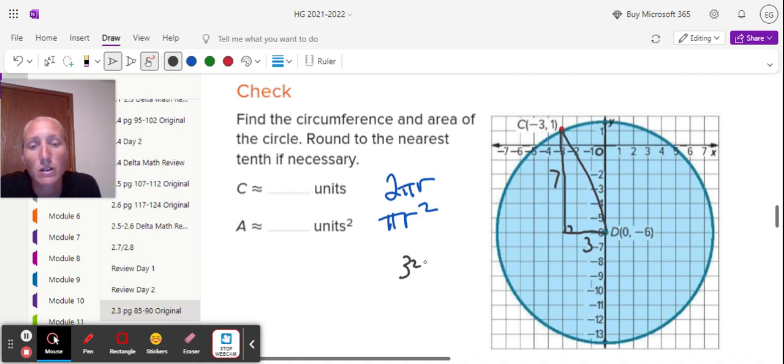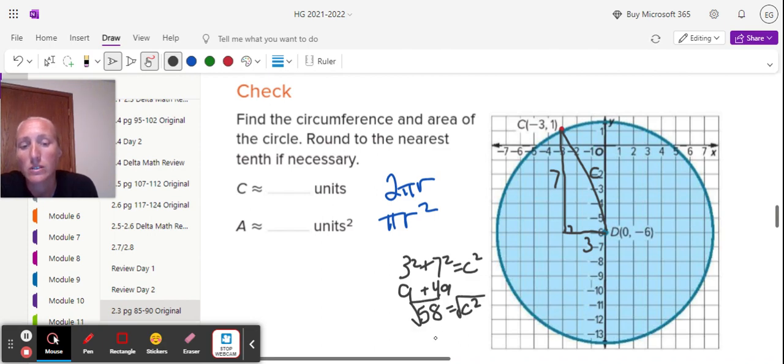I'm going to solve 3 squared plus 7 squared equal to c squared. And my c in this case is representing that distance there. I don't care what variable you use. So 3 squared is 9, 7 squared 49. Add those together, we're going to get 58. And so my c squared is 58, or my c is going to be the square root of 58. Now my c also represents the radius of my circle there.